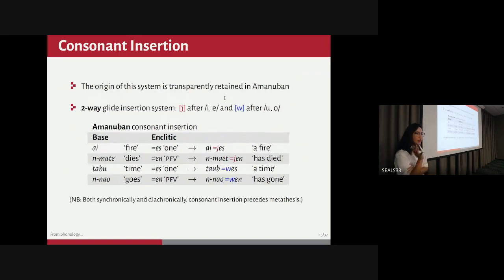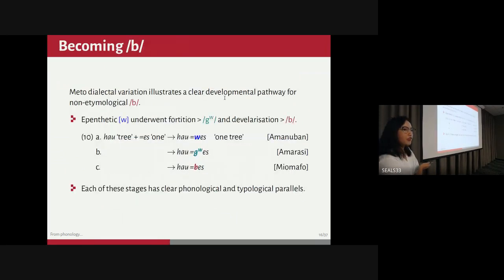So the origin of the system diachronically shouldn't be that surprising, it goes back to very simple semi-glide insertion. Amanuban, one of the varieties, actually has Y insertion after front vowels, W insertion after back vowels. So this is homoorganic, it's pretty nice. Where we find metathesis, that probably originated diachronically from some sort of consonant insertion like this. So you can almost think of it as a U, and then another U, and that's basically what the metathesis goes back to.